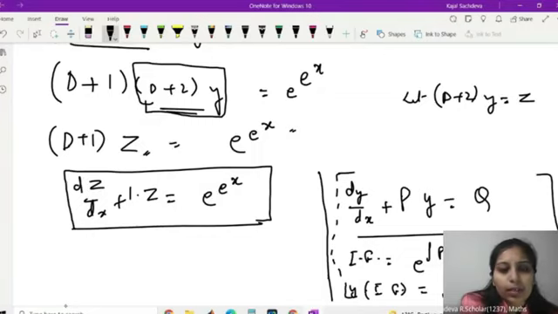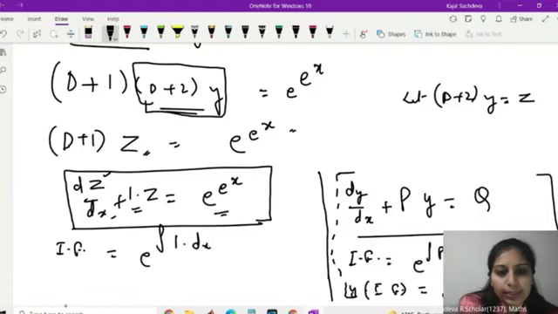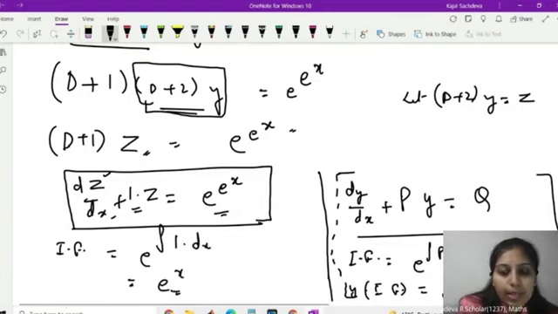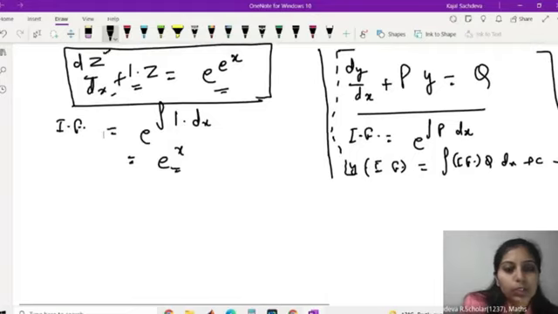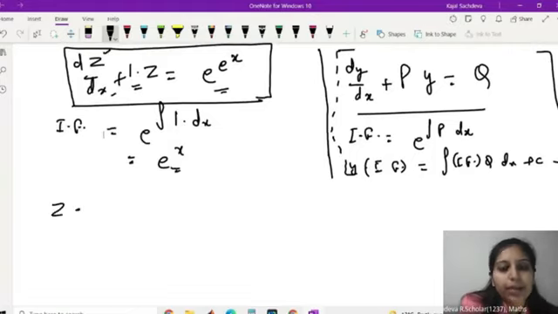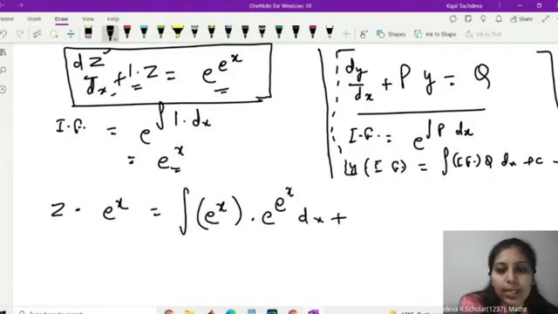As we can see from here, z is dependent, x is independent, and the equation is a linear differential equation. Here P is 1 and Q is e raised to power x. So the integrating factor would be e raised to power integration 1 dx. So we get e raised to power x as the integrating factor. Now the solution can be written as z into integrating factor, e raised to power x, equals integration of e raised to power x into Q, Q is e raised to power x, dx plus c. Here we get the solution for z.